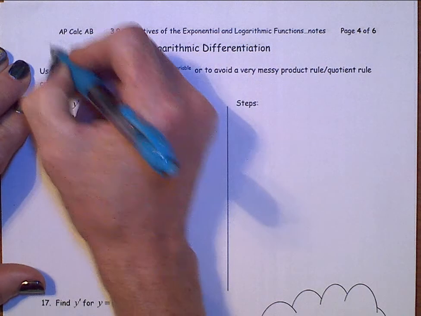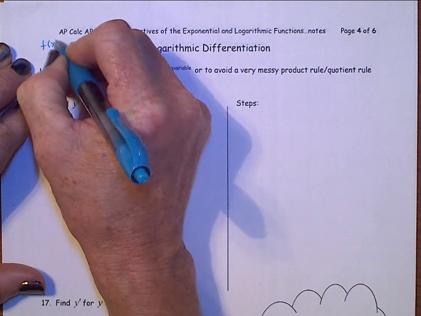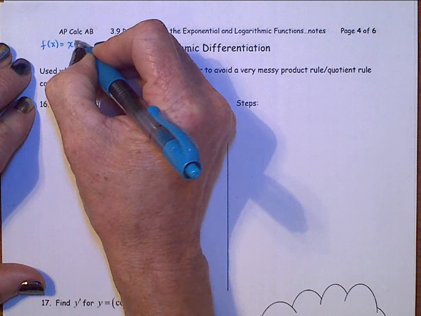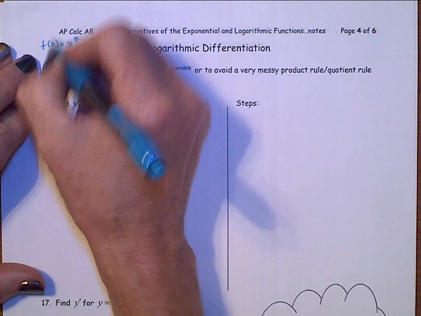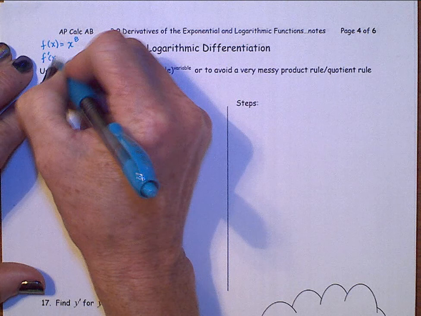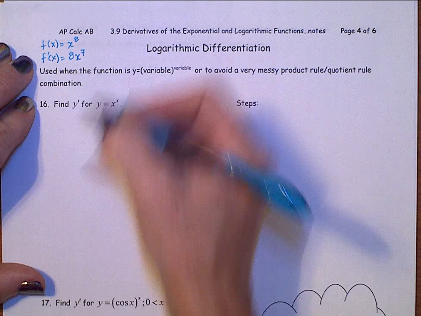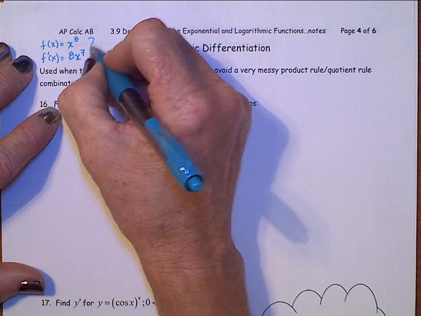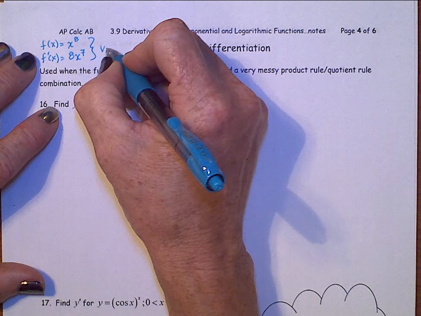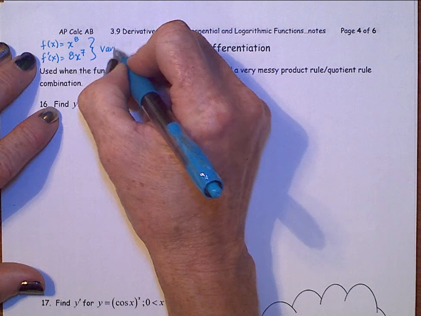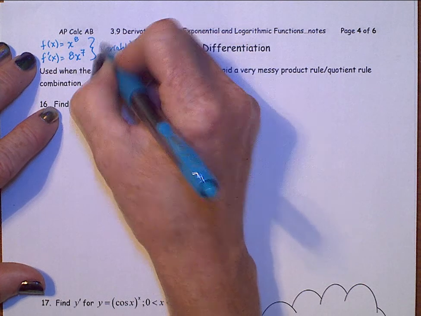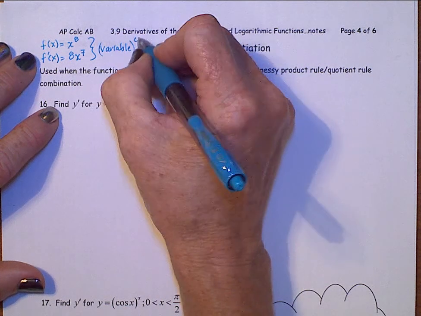We've done things like this. f of x equals x to the 8th, and when you do the derivative, f prime is 8x to the 7th. So we had a situation that was set up as a variable raised to a constant exponent.